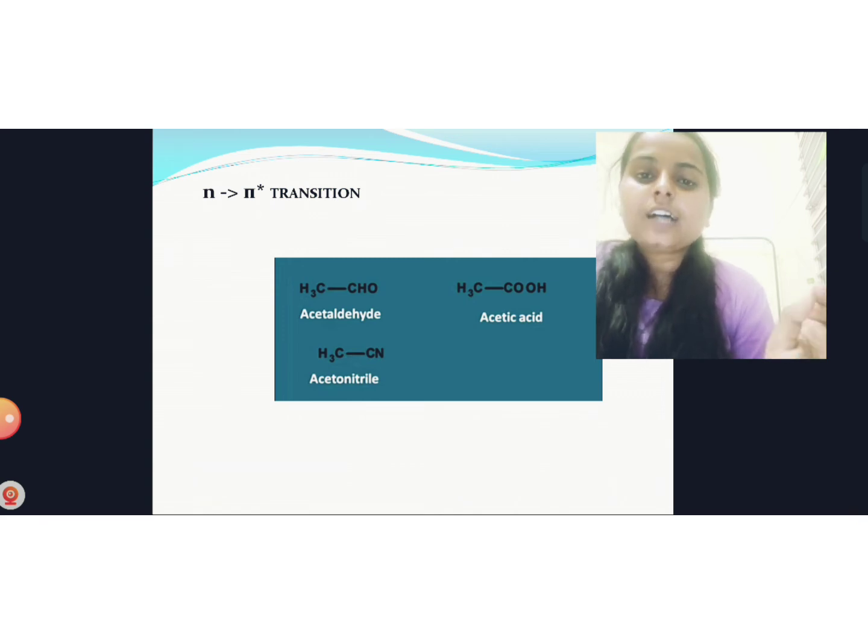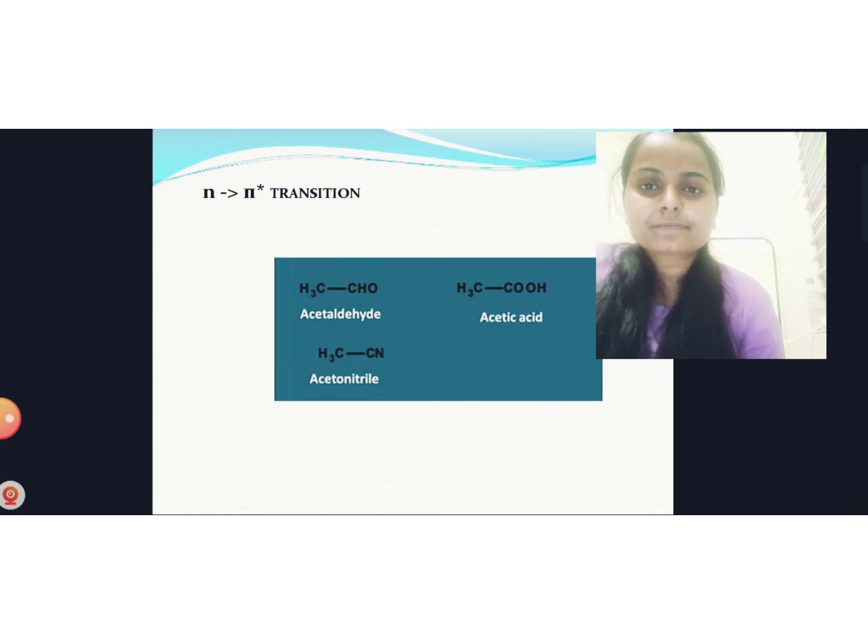In the same way, I have taken acetic acid. Acetic acid has n electrons and pi electrons. Like carbonyl compounds, acids and acid derivatives will possess pi to pi star transitions. In the same way, acetonitrile also has pi to pi star transitions.